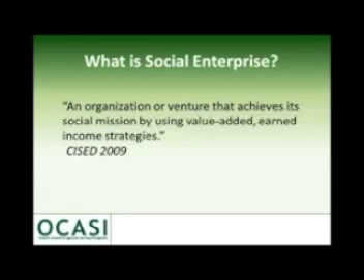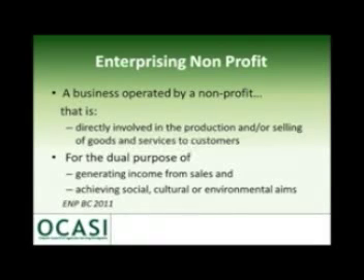And in the field of social enterprise, you'll find some differences in people's understanding of social enterprise, where some would include in their programming businesses that have social objectives but are incorporated as private businesses. In the case of this series of webinars, we'll be using the next definition, which is that used by the Enterprising Nonprofits Initiative, and that is a business operated by a not-for-profit that's directly involved in the production and or selling of goods and services to customers for the dual purpose of generating income from sales and achieving social, cultural, or environmental aims. So again, the two definitions do share that concept of production and sales of goods and services, but the difference here is that it's a business operated by a not-for-profit.